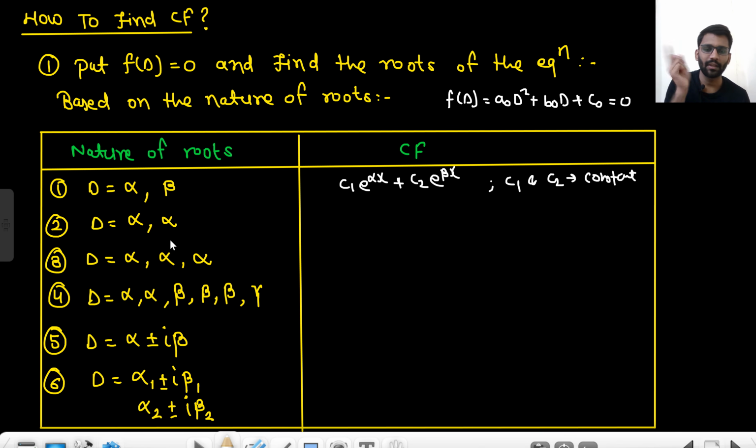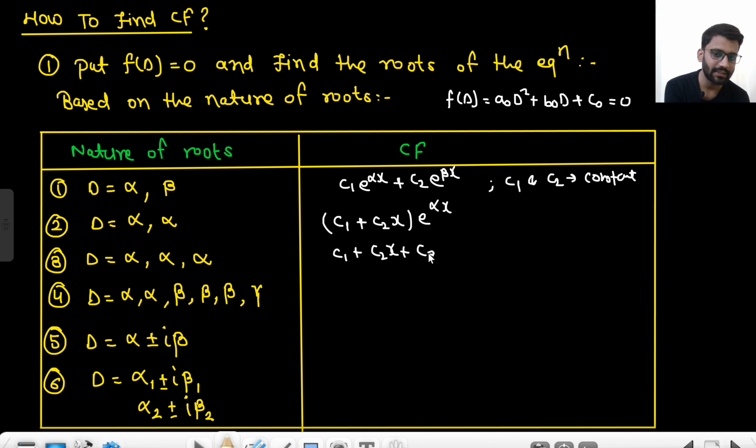Okay, now if there are two same roots, then what will be CF? (C1 plus C2 x) e to the power alpha x. Now if there are three same roots, (C1 plus C2 x plus C3 x square) e to the power alpha x. If there were four, (C1 plus C2 x plus C3 x square plus C4 x cube) e to the power alpha x. Okay, so that's how you can keep on increasing the power.